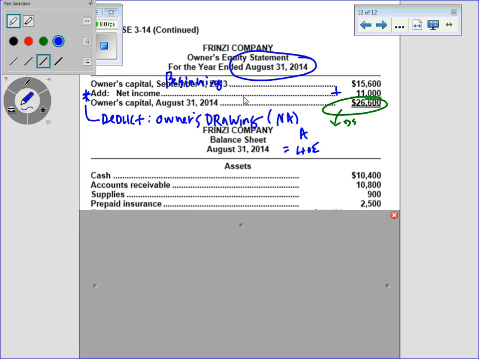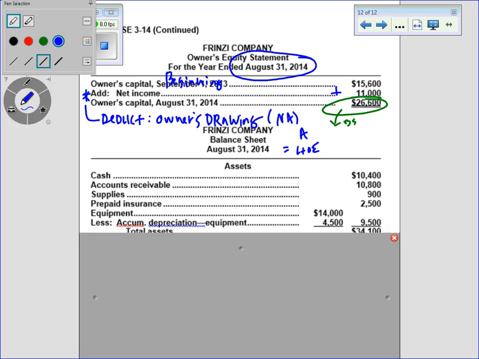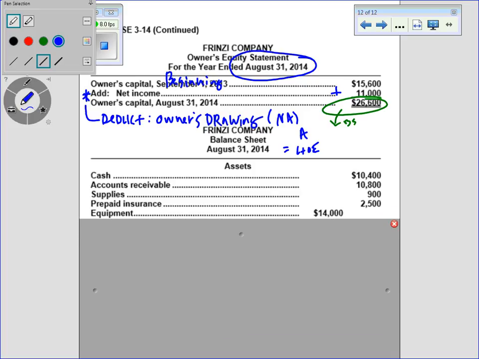Notice they're putting them in the far right column, because we've got some math involved here. You'll see that in a minute.